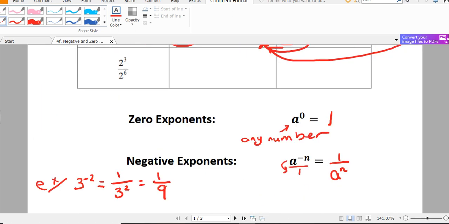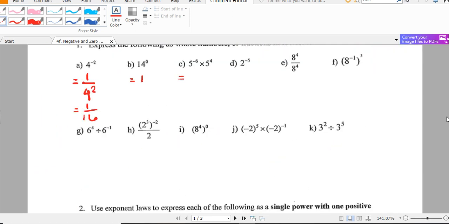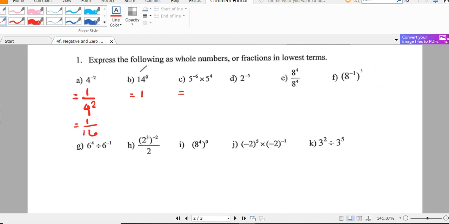Okay, so let's scroll back down and let's take a look at this question. 5 to the exponent of negative 6 times 5 to the exponent of 4. Now the base stays the exact same. Okay, the base would never ever change. In fact, if the bases are not the same, none of these exponent rules apply. So here we have negative 6 plus 4.